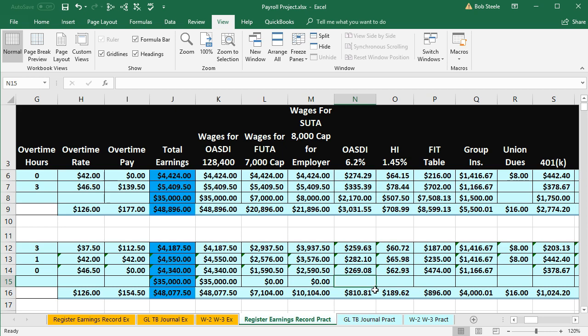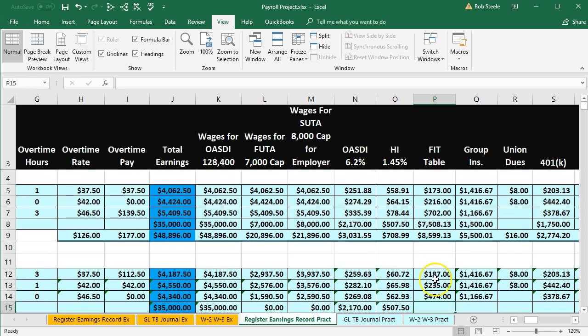Okay, and then we're going to say the OASDI will equal the OASDI wages times 0.062 tab, and then the HI or Medicare will equal the 35,000 times the 0.0145 tab, and then the FIT. Now it's going to be the same. We can do the calculation again, but well, let's take a look at it.